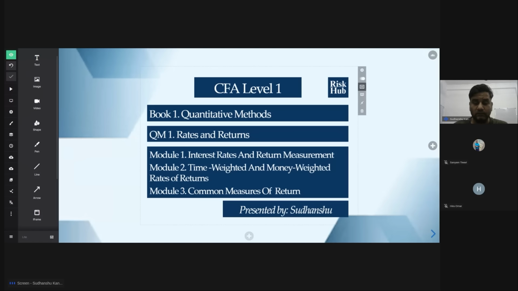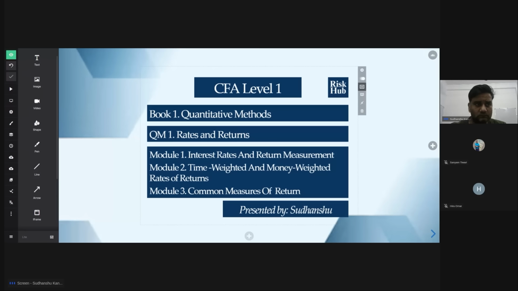So, today we are starting with the first book, which is quantitative methods. And in the first book, we are doing the first chapter, which is rates and return. Very easy chapter, especially since we are doing it for the first time. So, things are very easy initially.